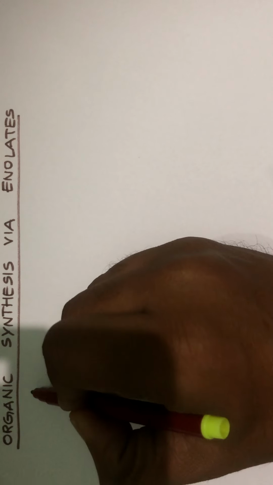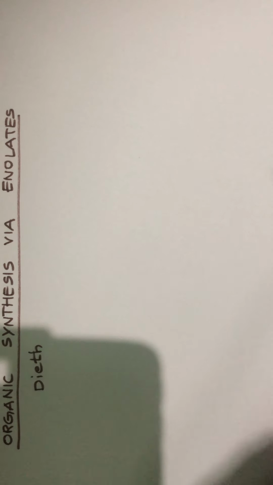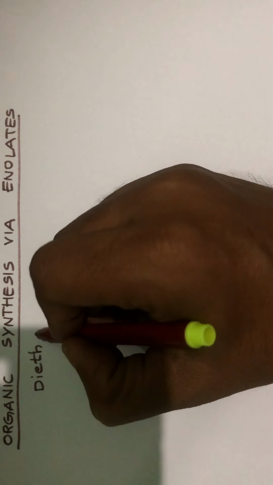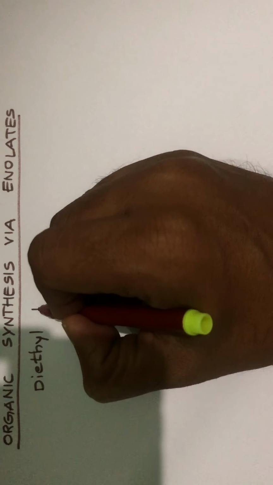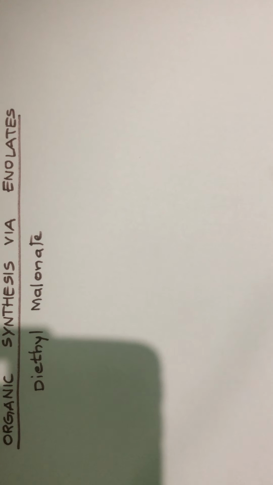Hello students. In this session, we'll be discussing the chemistry of diethyl malonate. We have already started our discussion on organic synthesis via enolates. So in this session, we'll be discussing diethyl malonate. What is diethyl malonate? Diethyl malonate is also referred to as malonic ester.